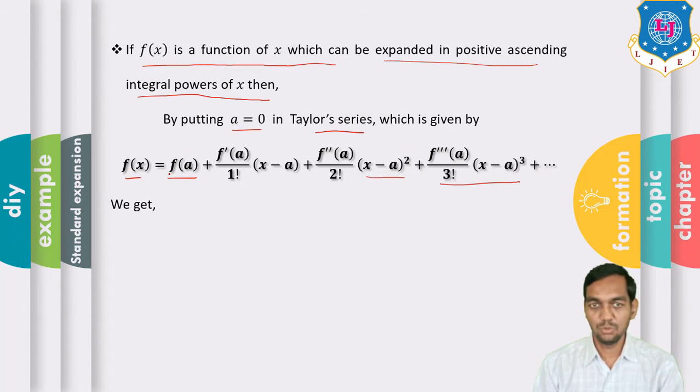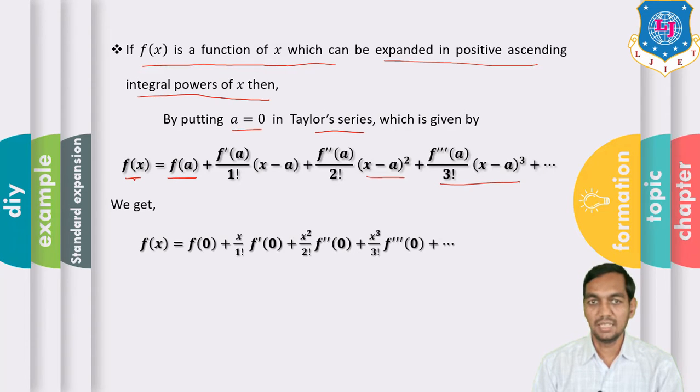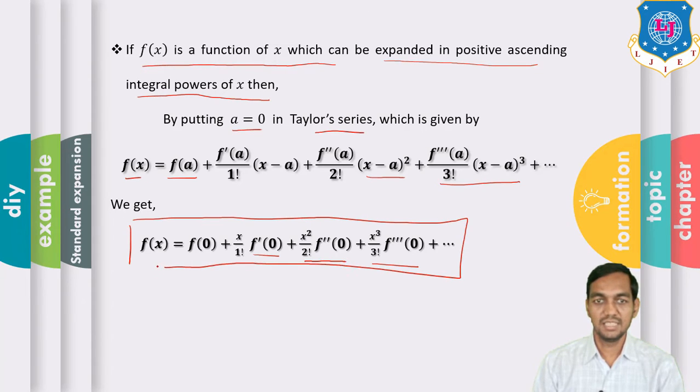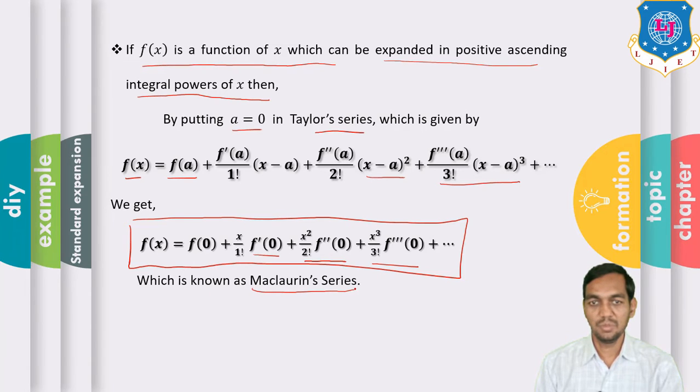In this, we are going to put a equal to 0, and that will give you f(x) equals f of 0 plus x upon 1 factorial f dash of 0 plus x square by 2 factorial f double dash of 0 plus x cube by 3 factorial f triple dash of 0 and so on. So this is the Maclaurin series. The Taylor series at the point 0 is called the Maclaurin series. Please remember, in the Maclaurin series they are not going to give you any point. Basically, the point is x equal to 0.